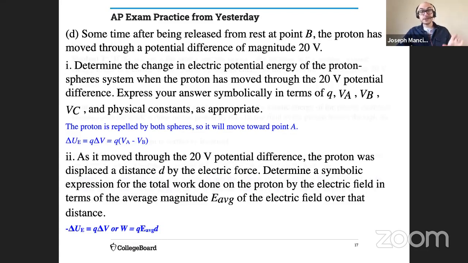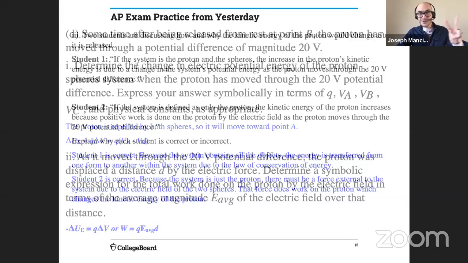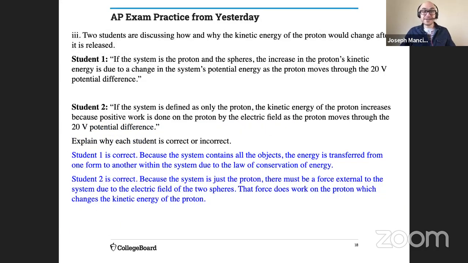All right, last piece. Two students are arguing. Student 1 says, if the system is just the proton and the sphere, then the increase in the proton's kinetic energy is due to a change in the system potential energy as the proton moves through that 20-volt potential difference. Student 2 says, if the system is defined as just the proton, the kinetic energy of the proton increases because positive work is done. Well, this doesn't happen often, but both students are correct.